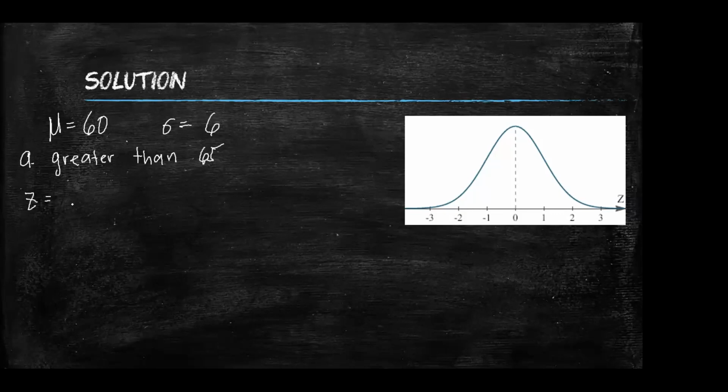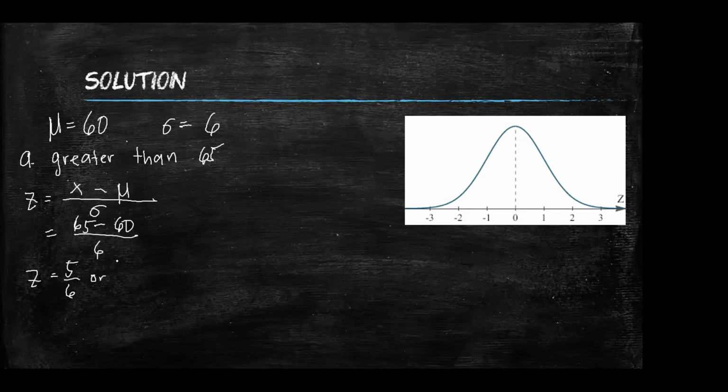Using the formula, walang sinabi kung population ulit. So we have x minus mu over sigma, substitute, 65 minus 60 over 6. So we have 65 minus 60, that is 5. 5 over 6 is 5/6, or kailangan natin class decimal. 0.83 po. Okay, so round off to 2 decimal places, 0.83.